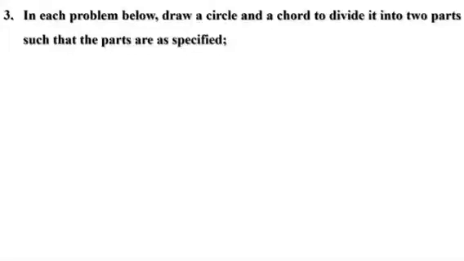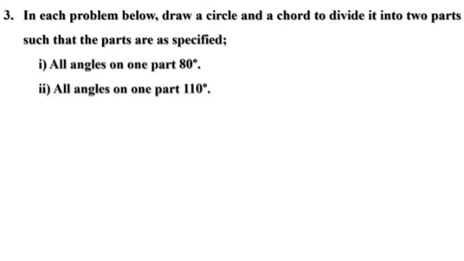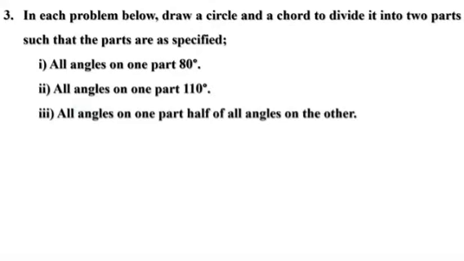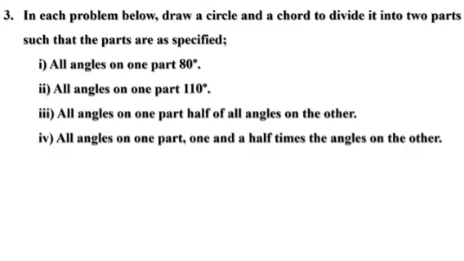Draw a chord to divide a circle into two parts such that the parts are as specified. First, all angles on one part 80 degree. Second, all angles on one part 110 degree. Third, all angles on one part half of all angles on the other. Fourth, all angles on one part 1.5 times the angles on the other.